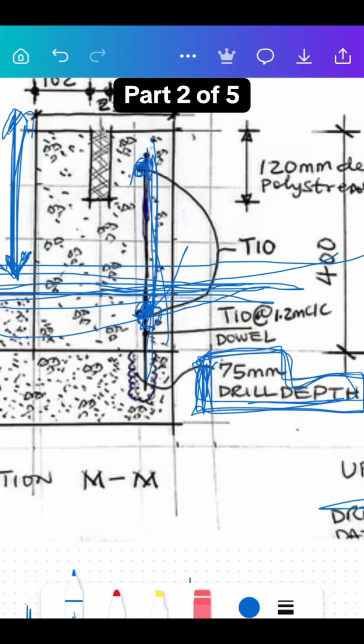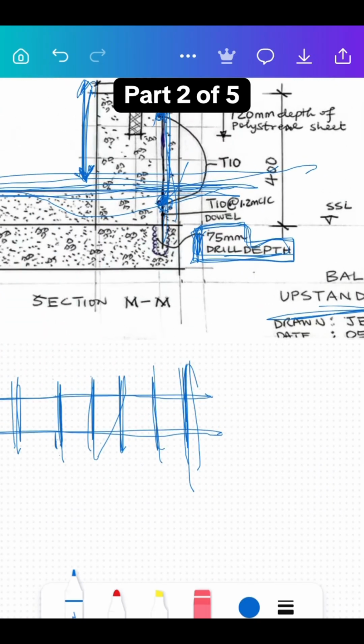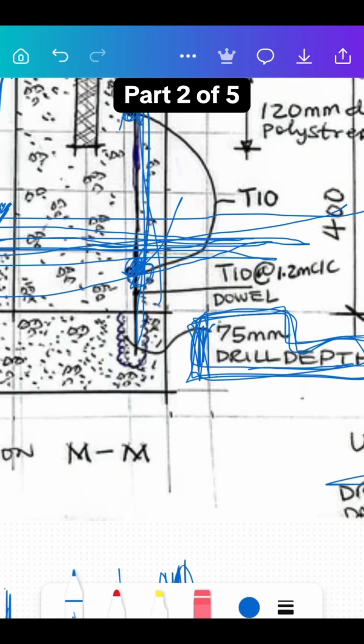Once we drill 75, our job is to place this T10 steel bar into the drill hole. Not only did we place it into the drill hole, we also filled the hole with cement. When it comes to building, cement is a bonding agent, all right? So it helps the T10 steel bar hold firmly in the hole. So the first thing we do is what?